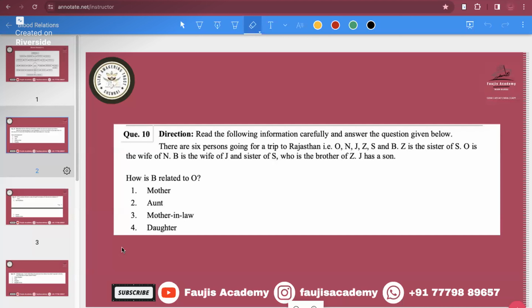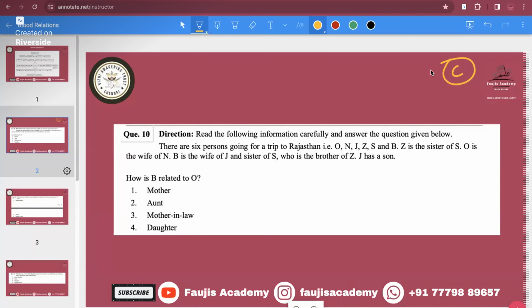Sir, option 3. Okay, option 3. We'll evaluate that. One moment. Mother-in-law, you are saying. See, we have to solve it. Anybody else? Any other thoughts, opinions, doubts, queries? Please speak up. We'll evaluate that.